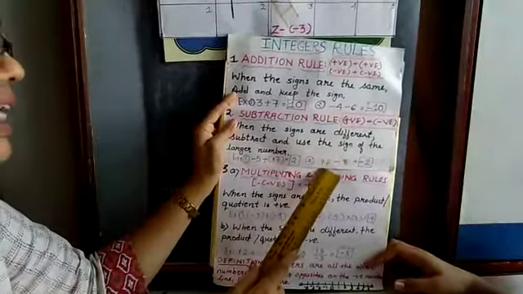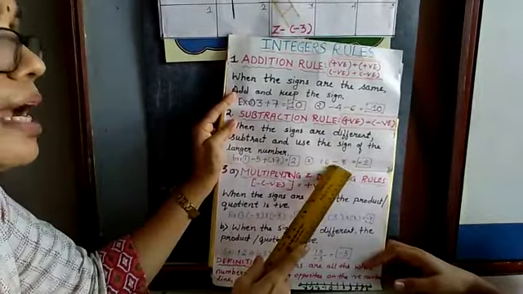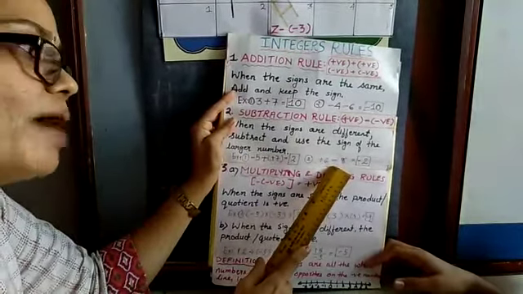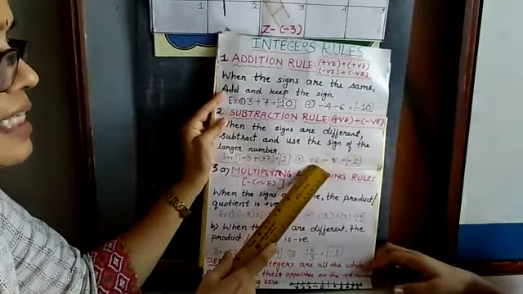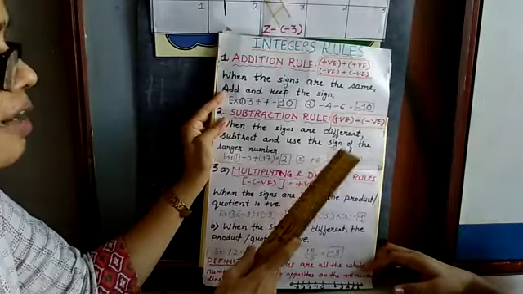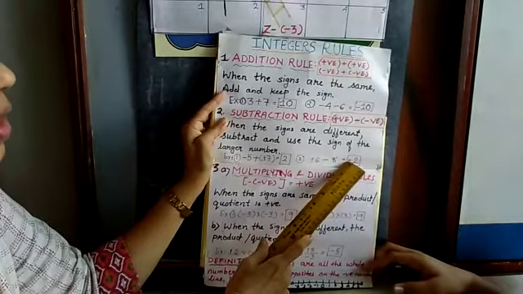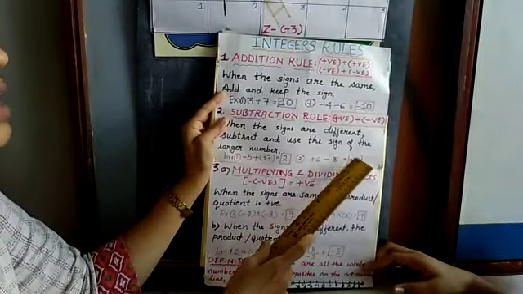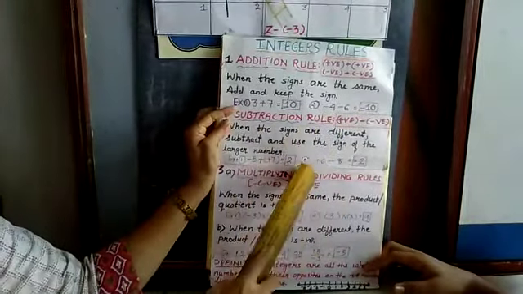Let us take another example. Here plus 6 and here minus 8. So plus and minus, you will do the operation of subtraction, but take the sign of the larger number. So 8 minus 6 is 2. But which is the larger number? 8. And what is the sign of the 8? Minus. So here we have minus 2. Because 6 minus 8 is not possible, but 8 minus 6 is possible, and the larger number's sign is minus. So here minus 2. This is the subtraction rule.